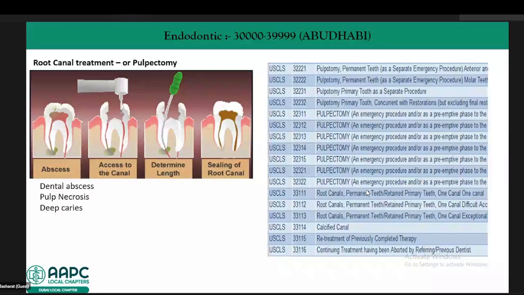Okay, so these are the codes we are using in Abu Dhabi. Okay, 3 series codes. Again, these are per tooth number and per canal also. If you see this one, this is anterior, and molar teeth, according to the canal. So the doctor needs to mention the number of canals and the tooth number. This is the important part for the RCT.